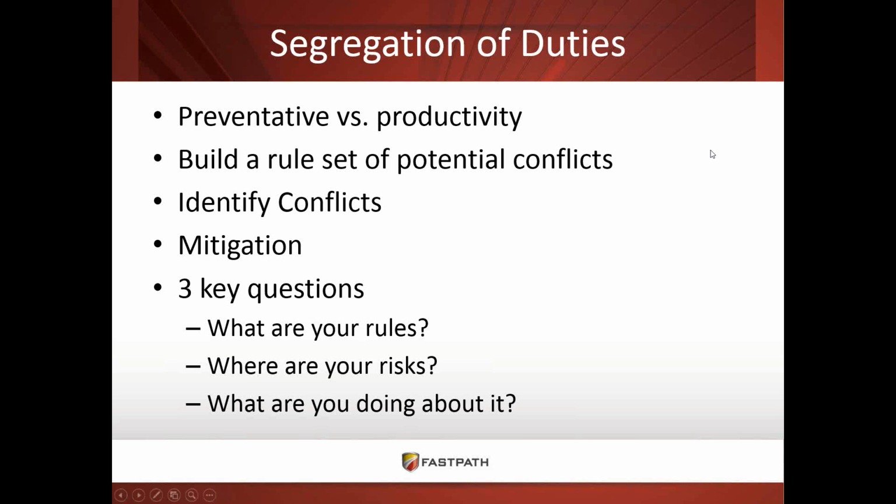So ours is a detective control, which is going to help you identify where the conflicts are and then mitigate those conflicts. Before we can start to do any of that, we have to build a rule set of potential conflicts. That rule set, at the highest level from a business level, a segregation of duties policy, is that a user shouldn't be able to create a vendor and print a check. A user shouldn't be able to create a general ledger account and then post a journal entry because that could lead to a misstatement of financials.